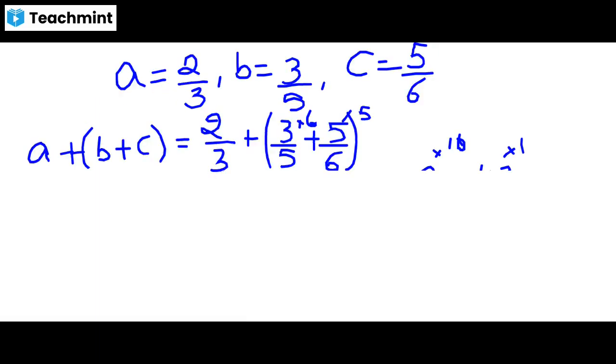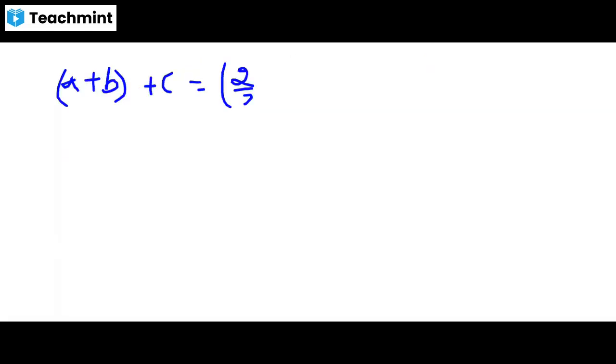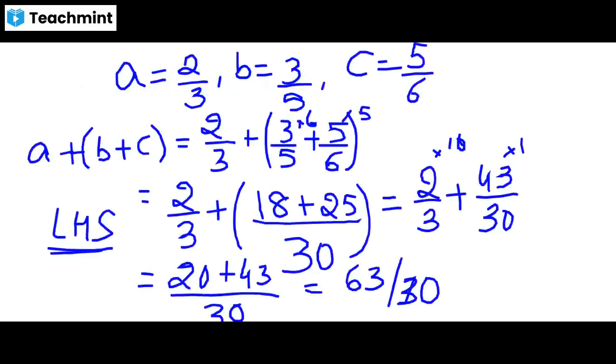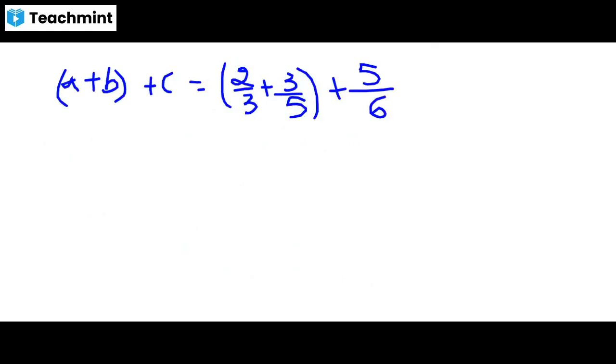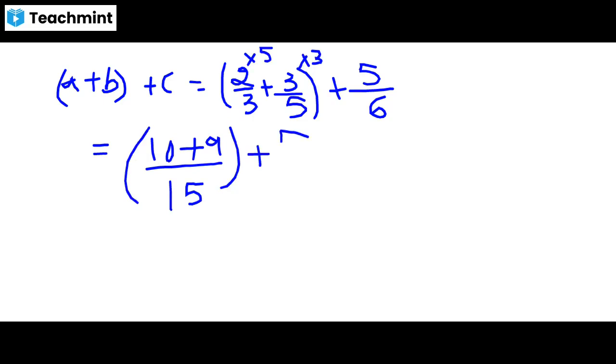A plus B is 2 by 3 plus 3 by 5. That sum you should add to 5 by 6. Now, first simplify whatever is there within the brackets. 3 and 5, if you take LCM, what you get? 15. So this you are multiplying with 5 and here you are multiplying with 3. So 2 5s are 10 plus 3 3s are 9. This total you are adding to 5 by 6.